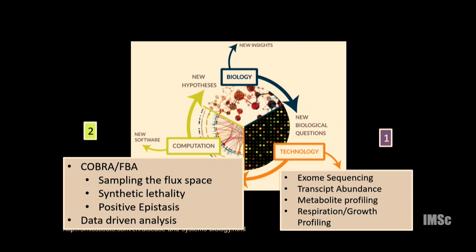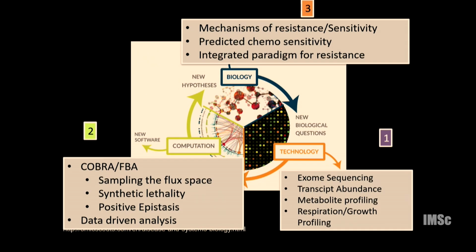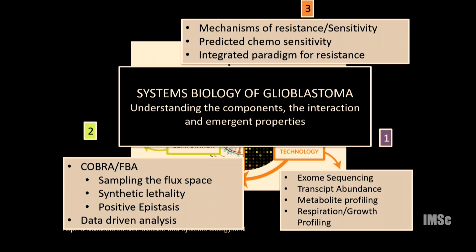And of course, when you collect so much data, you always have to have data-driven analysis. And when you combine these two, we will end up with understanding some of the mechanisms of resistance and sensitivity, try to predict chemosensitivity, and come up with an integrated paradigm for resistance, which all is under the realm of systems biology. Essentially understand the components, enumerate the components, understand their interactions, and eventually try to get to the basis of those emergent properties.